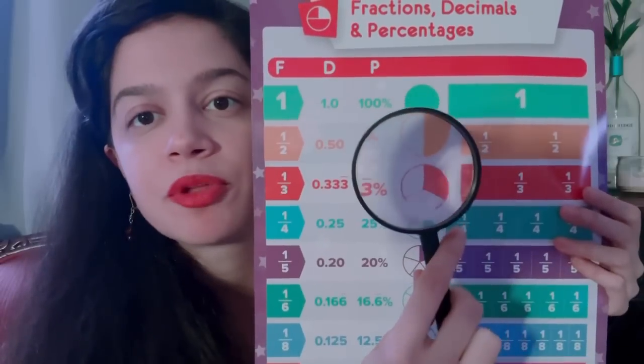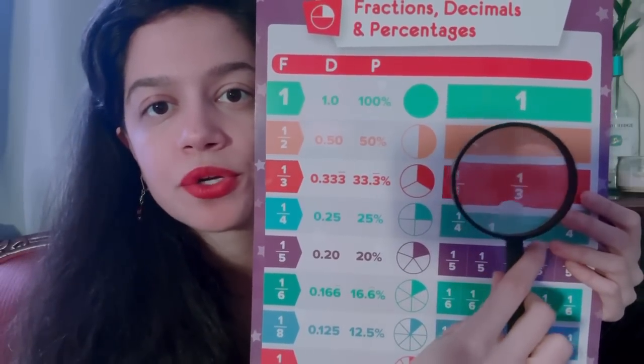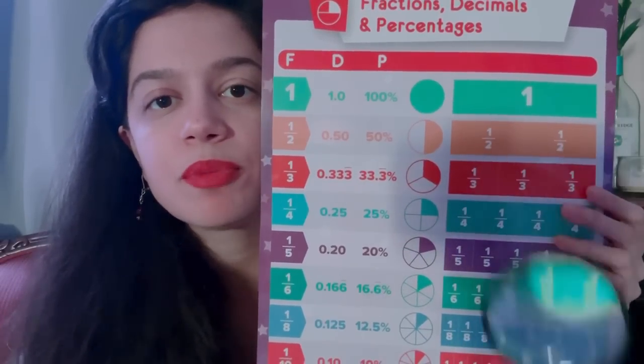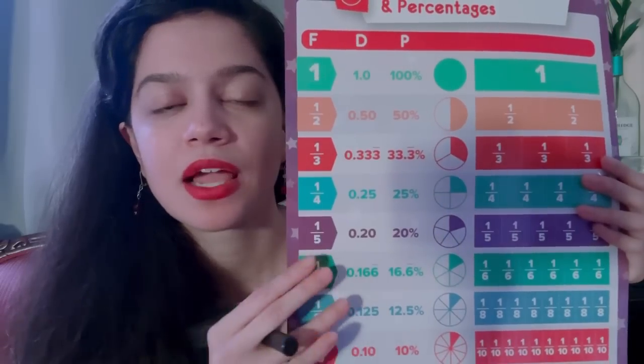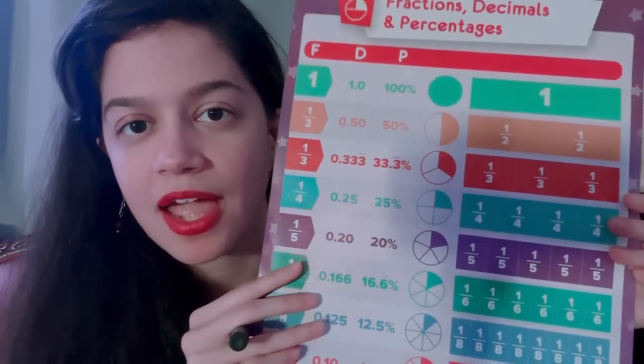The pie is split up in 3 shapes. 1, 2, 3. 3 pieces of the same block, and that's a third. Any questions?